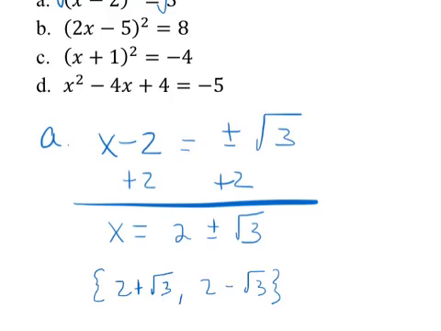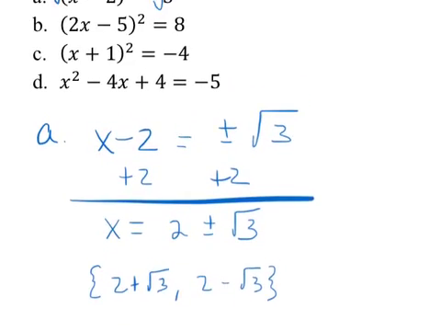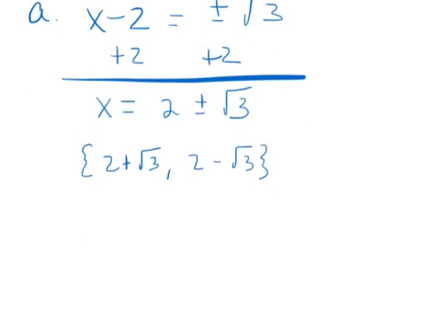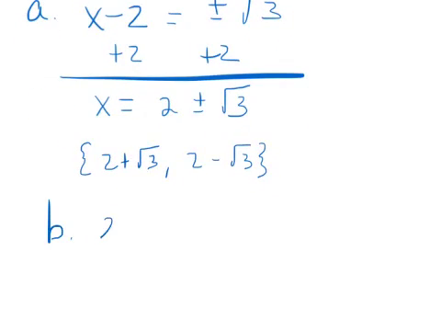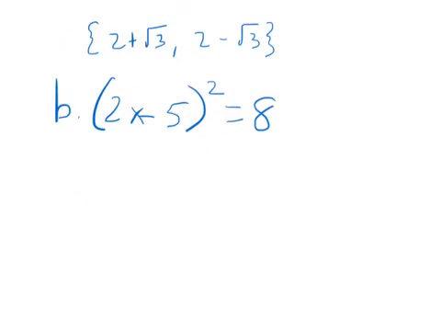Let's take a look at part B now. No difference here. Let's get rid of that square. We have 2x minus 5 squared equals 8. So get rid of the square. We have 2x minus 5 equals plus or minus radical 8.